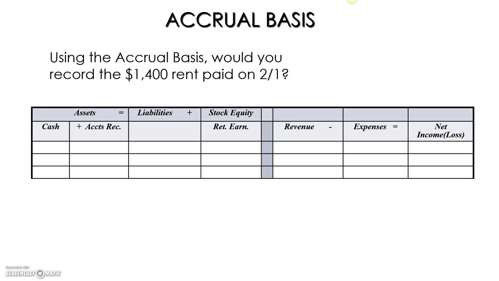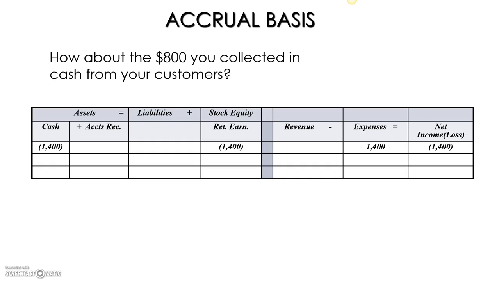Under the accrual basis, which requires that revenues be recorded when earned and expenses when incurred, would you record the $1,400 rent paid on February 1st? The answer is yes, because you incurred and paid those expenses right in the month of February. So your entry would be the same as the cash basis there. What about the $800 you collected in cash from your customers? The answer once again would be yes. And the reason being here is you would record an increased revenue just like you did in the cash basis, not because you collected the cash, but because you actually performed the services, and under the revenue recognition principle, you'd be allowed to record that revenue.